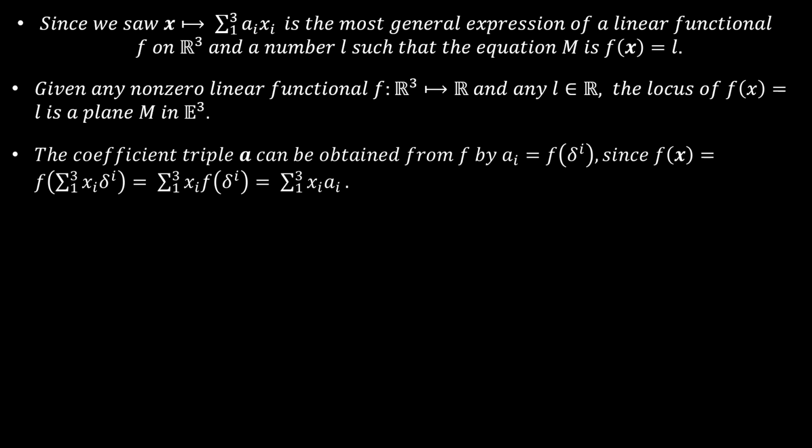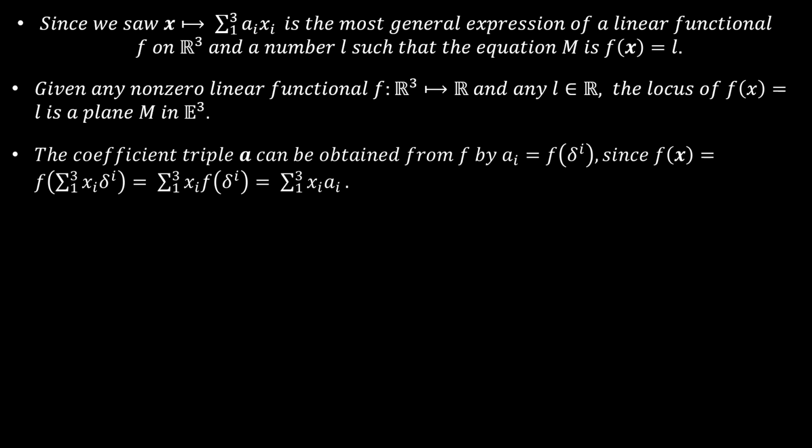The coefficient triple a can be obtained from f by a_i being equal to f of delta_i. And delta_i here are the basis vectors, the unit vectors that we saw previously. Since f(x) is equal to the linear combination here, then by using linearity, the linear combination of f applied to delta_i is equal to the equation of the linear functional, giving us the relationship a_i being equal to f of delta_i.